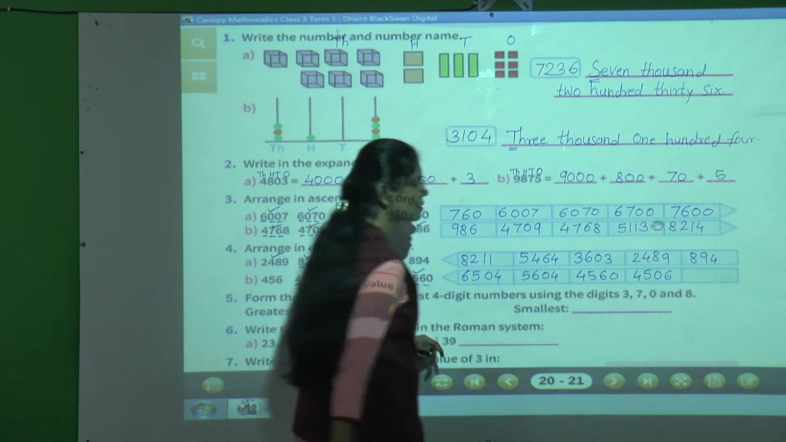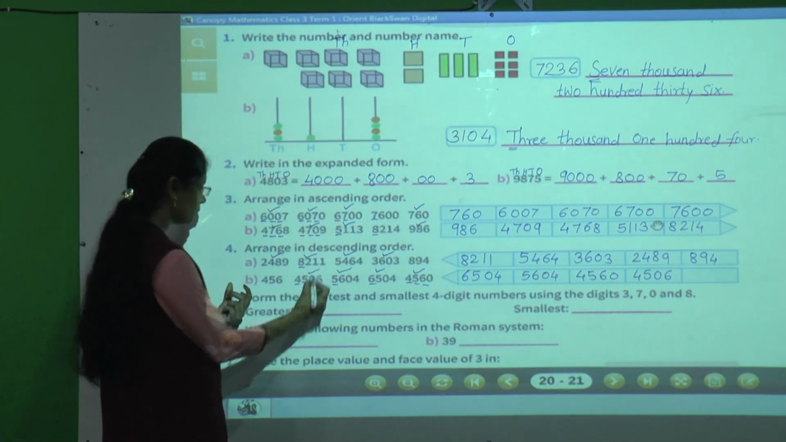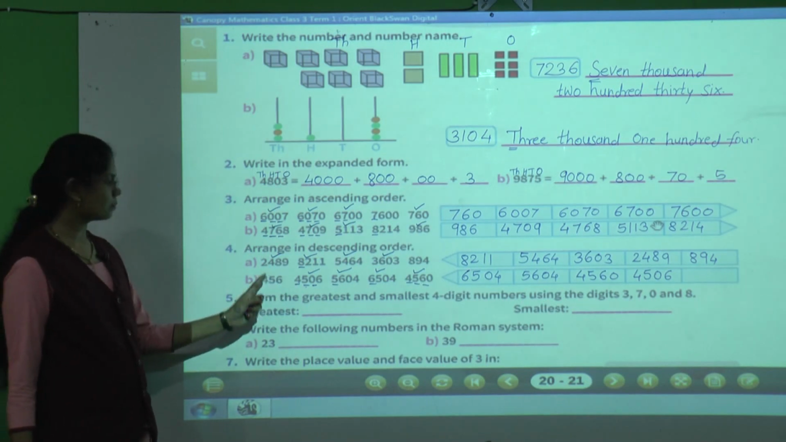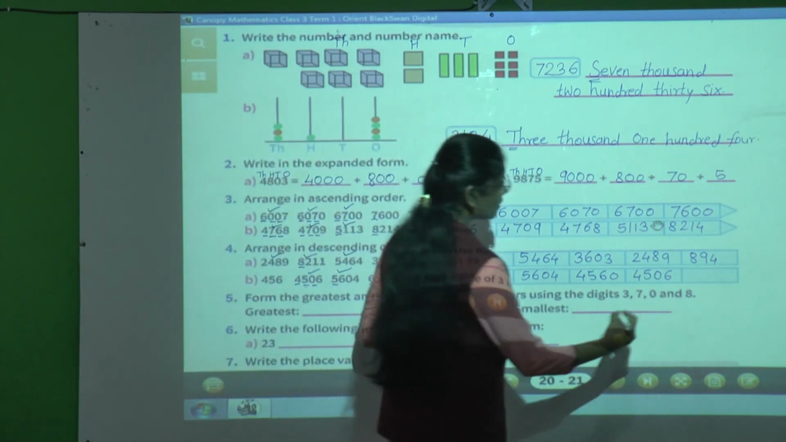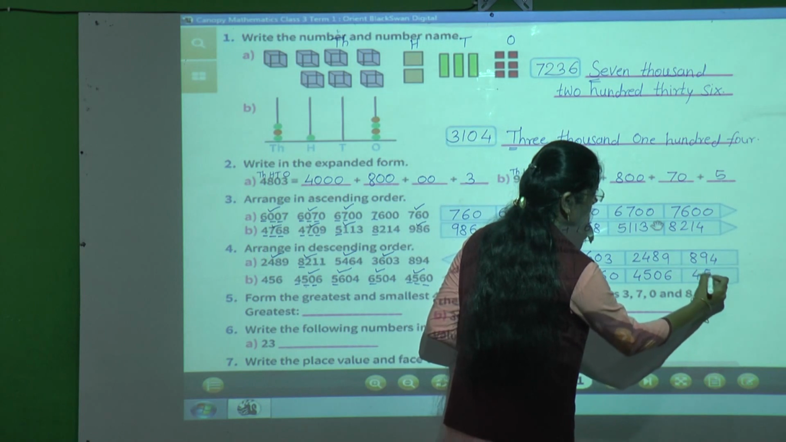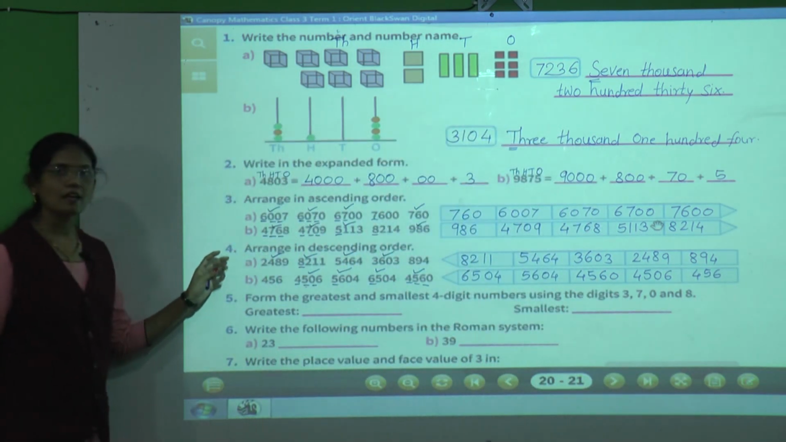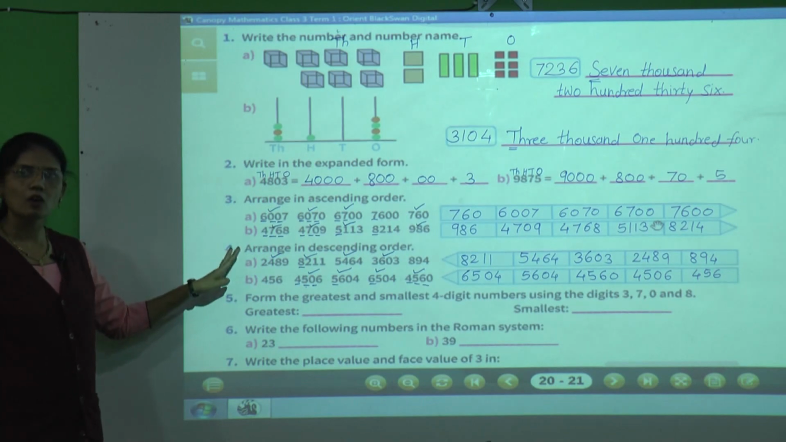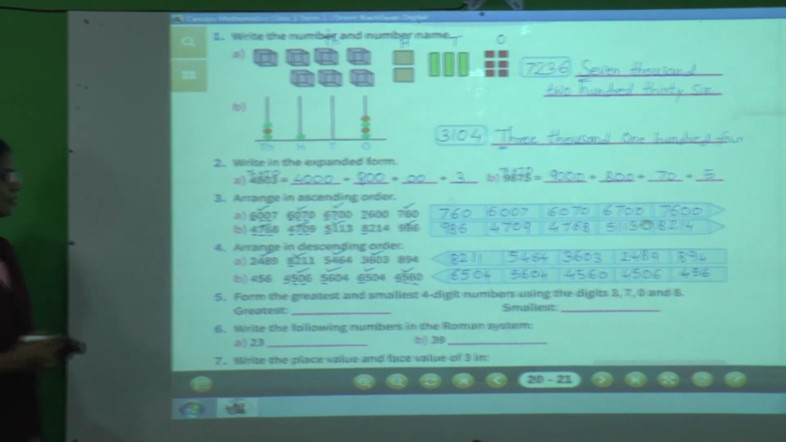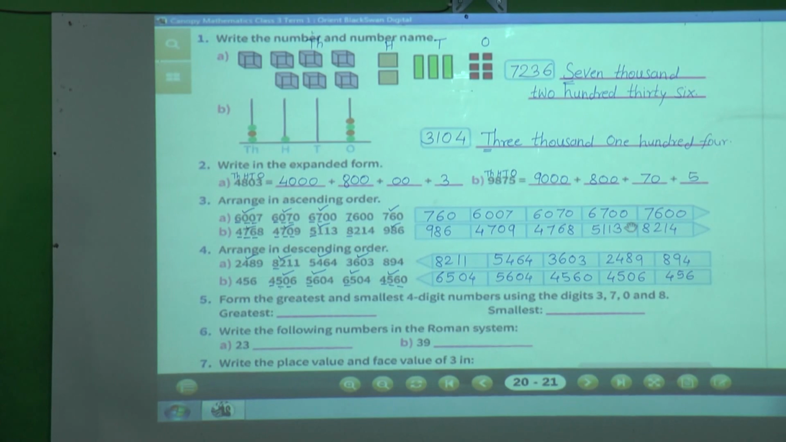and at the last, the remaining 3-digit number, this will be the smallest number, so we will write that number last, 456. So in this way we can arrange the numbers in descending order also. Okay, now see the next question.